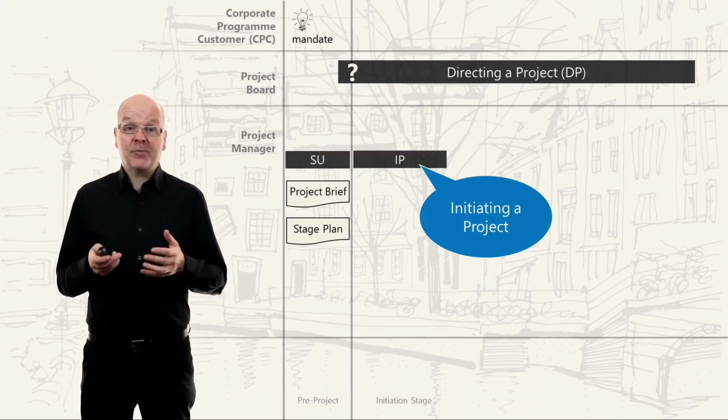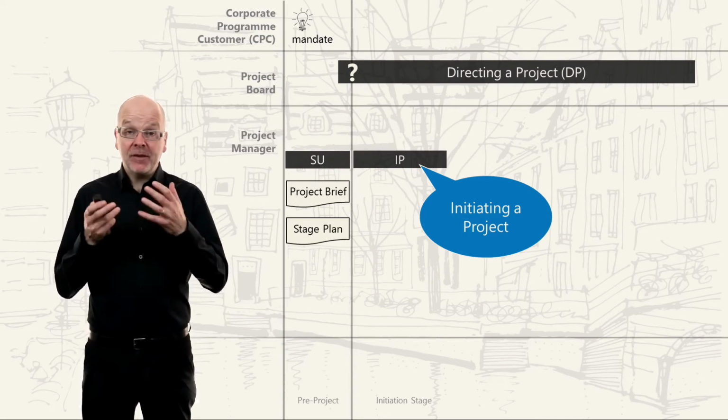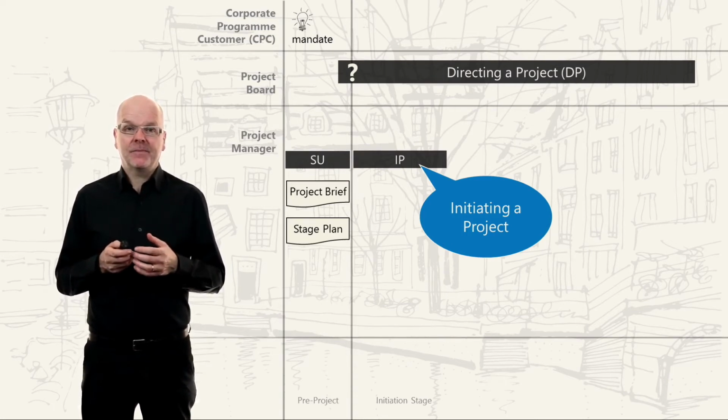The full name of this process is initiating a project. I use IP for short. And the project manager runs this IP process, and they use the stage plan to do this. The role here of the project manager is to facilitate the IP process, so organize meetings, decide on which documents to use, set up log files and registers, and so on.